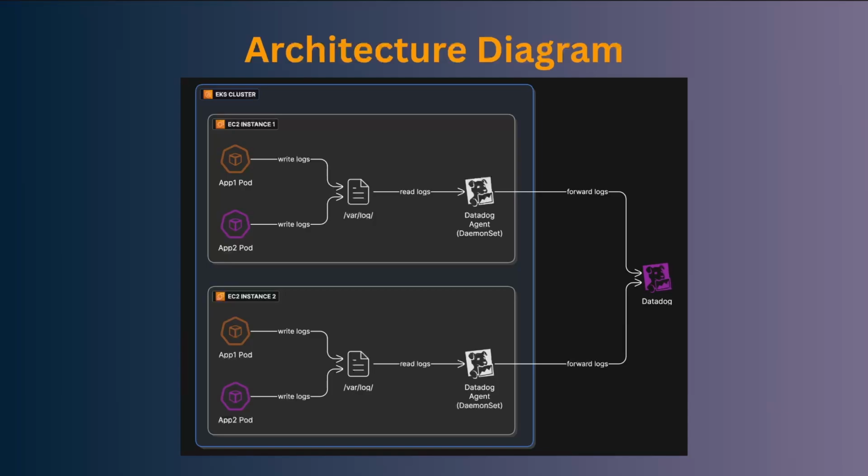So here you can see an EKS cluster deployed with two EC2 nodes, each having their own application pods. In this, the pod writes logs to the node's log file, and the Datadog agent, which is running as a daemon set, reads those logs and forwards them to Datadog. So there we get centralized visibility across the whole EKS cluster. Let us see how this works.